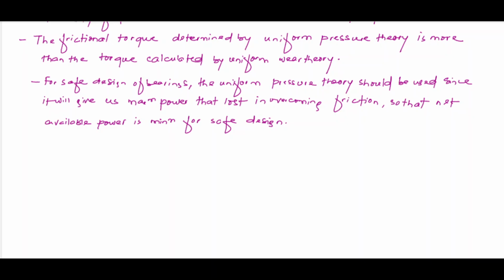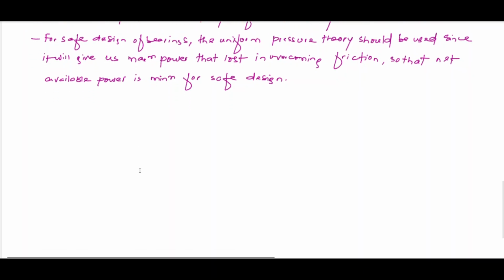Okay, now we have to derive this equation based on uniform pressure theory and uniform wear theory for flat pivot, conical pivot and truncated conical pivot. So first we'll consider flat pivot. Okay, flat pivot. So if I draw the schematic, let me change the color. The arrangement is somewhat like this.